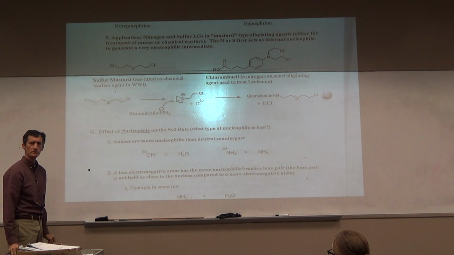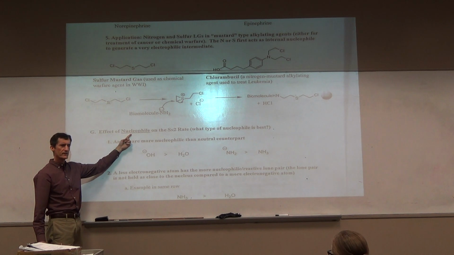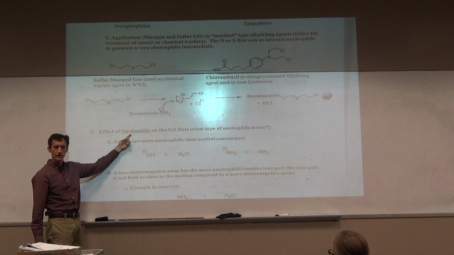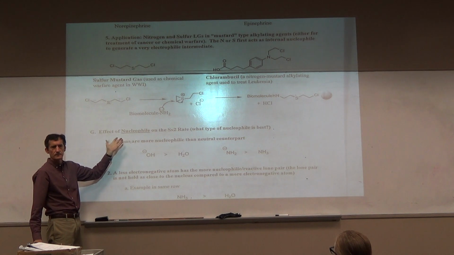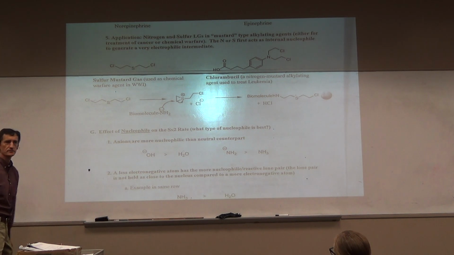Well, that makes sense because the nucleophile is not involved in the SN1 rate determining step. So why would you look at the effect of the nucleophile on SN1? You wouldn't. So only SN2 applies here, right?